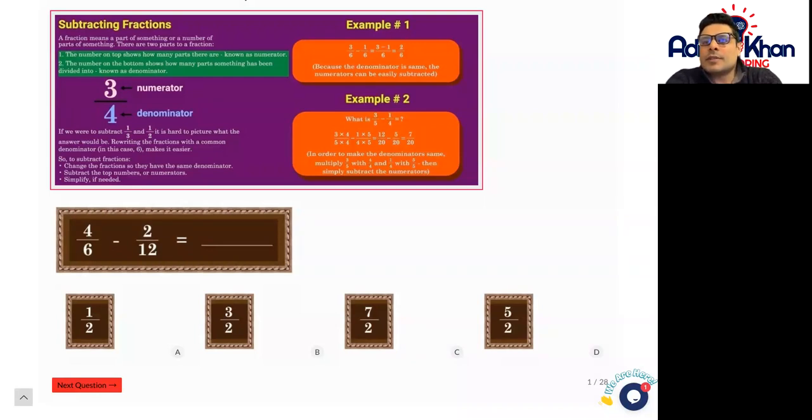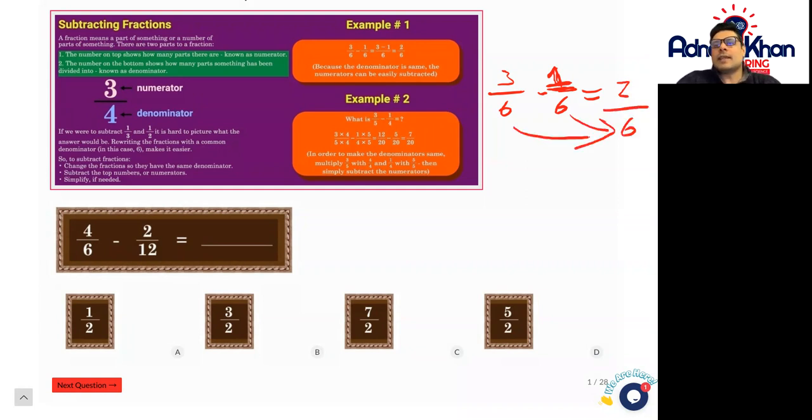The first example is 3 over 6 minus 1 over 6 equals. So this particular question is pretty simple because the denominators are exactly the same. So if the denominator is exactly the same, you just do 3 take away 1, which is 2 over 6. So the denominators will stay exactly the same. So the answer is 2 over 6.